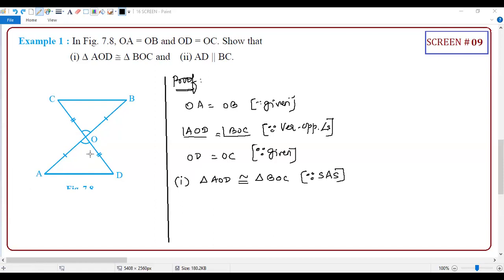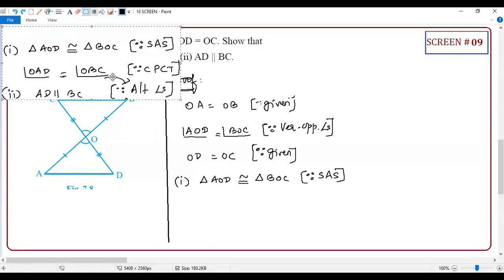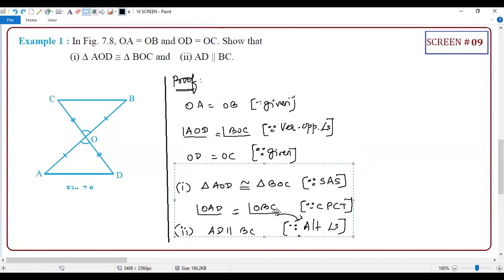OBC. Yes, angle OAD equal to angle OBC. Are you crystal clear? Angle OAD equal to angle OBC by CPCT, which means alternate angles are equal. If the alternate angles are equal, AD must be parallel to BC. Super or not? Everyone crystal clear how to approach this problem. After this class, do this problem with full enjoyment.